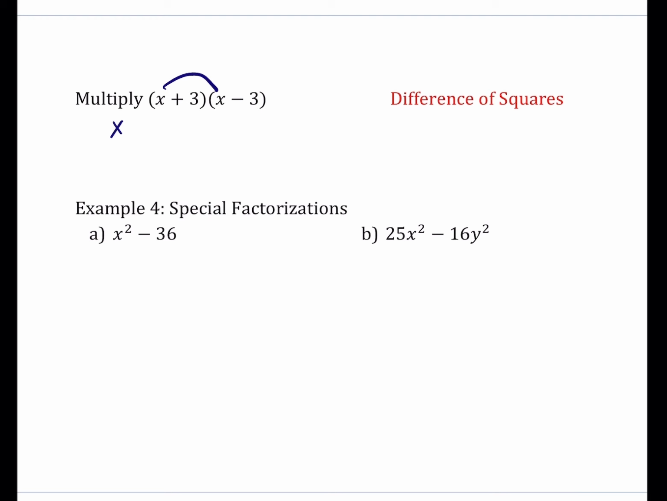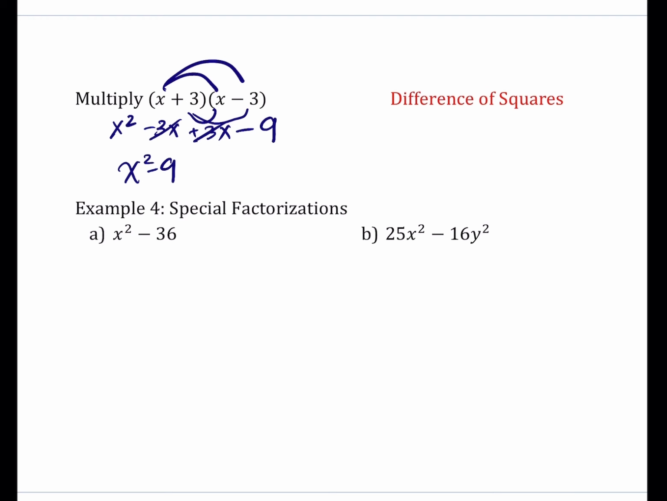We have x squared minus 3x plus 3x minus 9. Notice that these two actually cancel each other. We have a positive and negative of the same term. So I'm left with x squared minus 9. So we have a product of binomials that look a certain way, and when I multiply them together, I'm left with x squared minus 9.